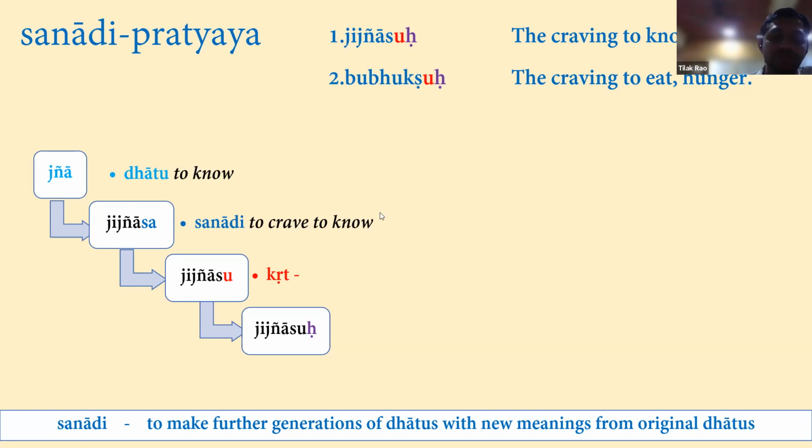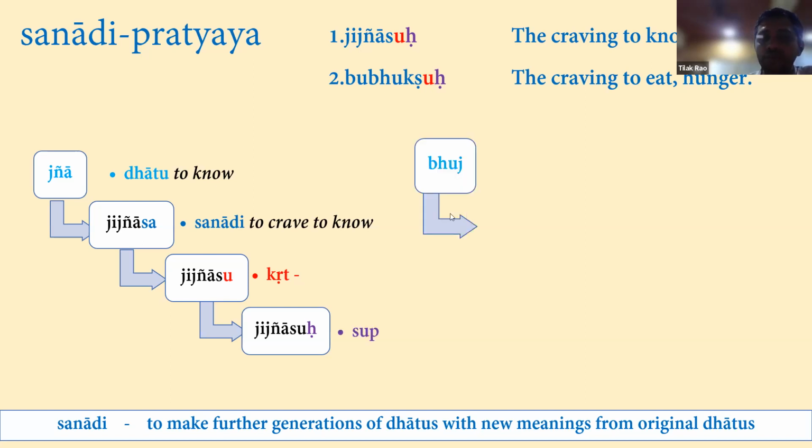So in this example, jna is the original dhatu. It comes in the 2000 dhatus. And jijnasa is a created dhatu. It's a new dhatu. By adding sanadi pratyaya, we created this new dhatu, that is jijnasa. And it's also adding a new meaning to this original dhatu. And to this created dhatu, a krit pratyaya is added. Then it becomes jijnasu. Then by adding supratyaya, we get a usable form, jijnasuhu.